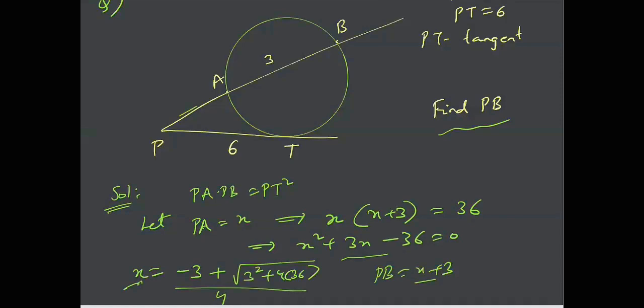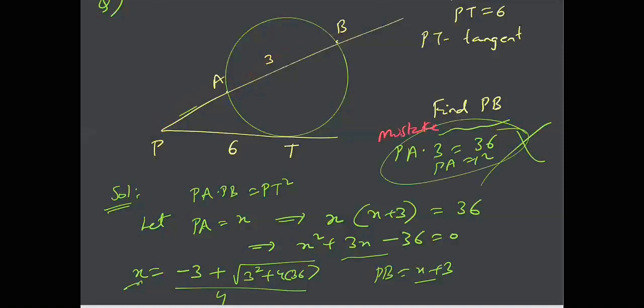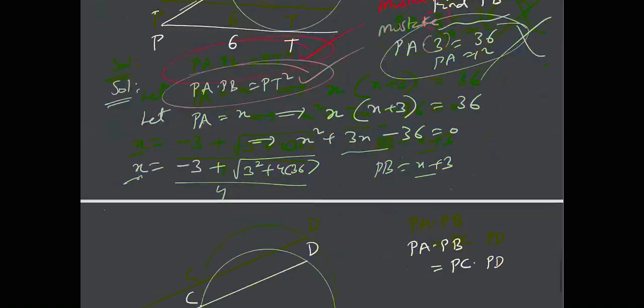Some of you make this mistake, that you write PA into AB as PT square. I think some of you have done that. PA into AB, you have written it as 36, and PA you have got as 12. So this is a mistake. Don't use PA into AB as PT square. It is PA into PB is PT square. So use the correct formula. This is the correct formula. Fine, so let us move forward.